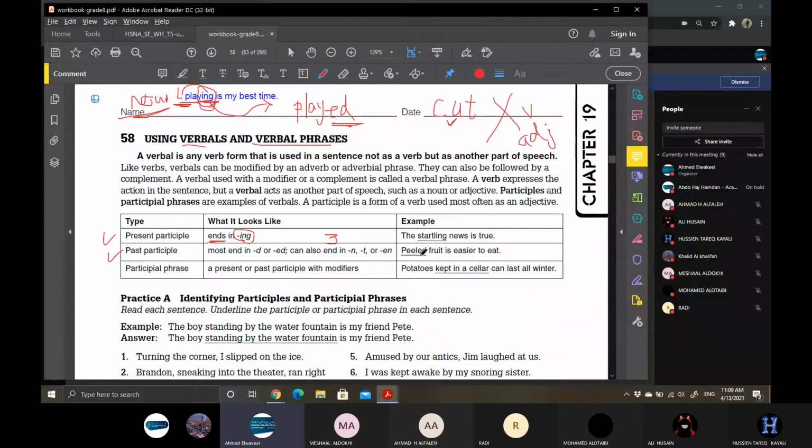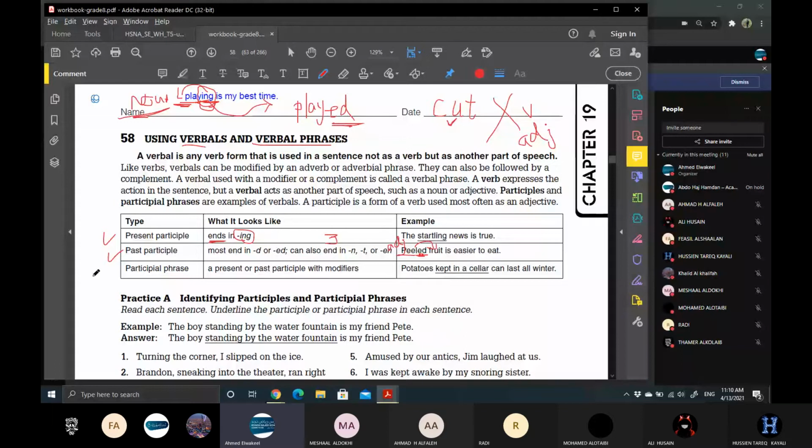Like when we say peeled fruit is easier to eat. The verb here is peel, and we used the past participle form of it, peeled, in order to describe which type of fruit. So we are using the past participle here as an adjective. So peeled here is used as an adjective, not as a verb. Consequently, we call it verbal.